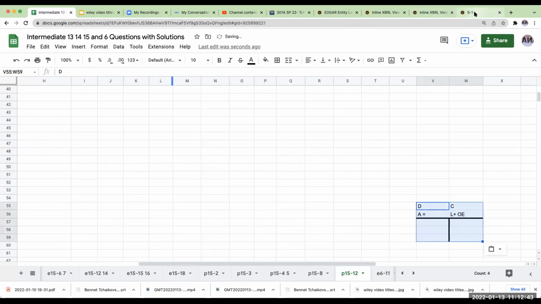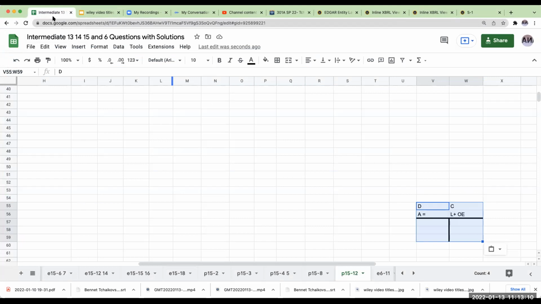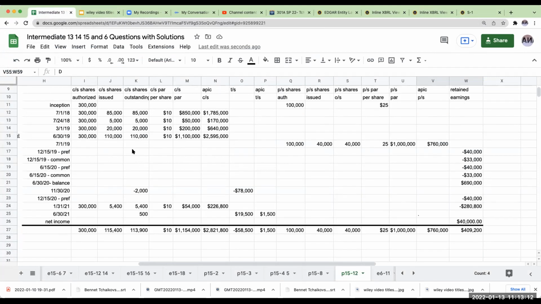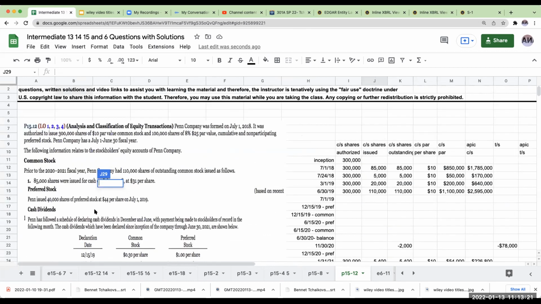So let's go ahead and note a few different things. When we do this, you're going to notice that the solution in the book does it a little bit differently, but I think it's more important that we show the preferred first, just because they will generally have liquidation rights over common shareholders. So we're going to list them out first. So what we'll do over here is we're going to have preferred stock. The name of our company here is Penn Company.